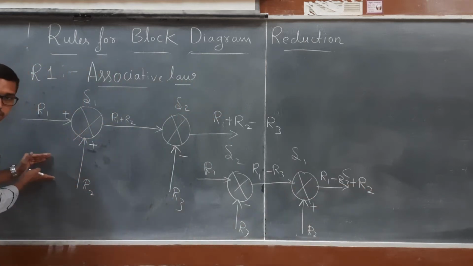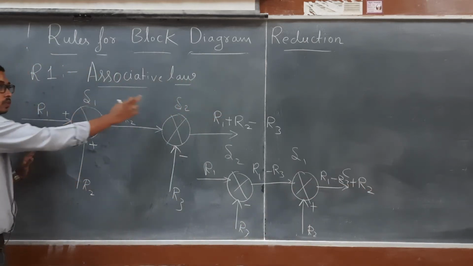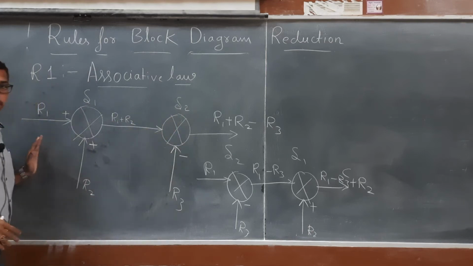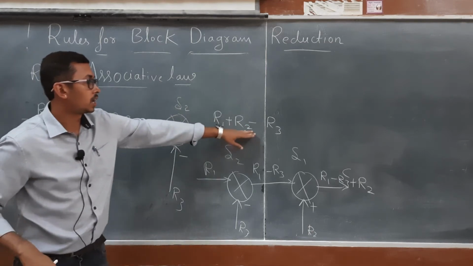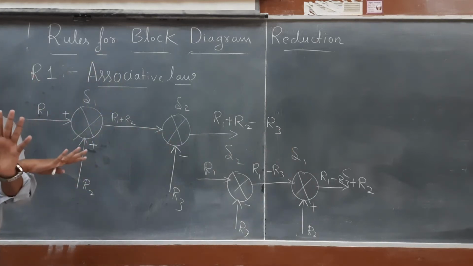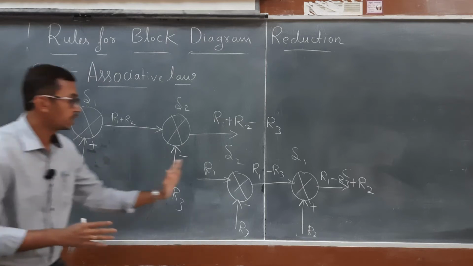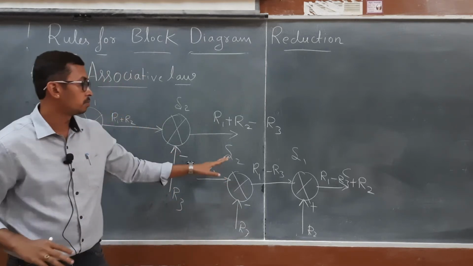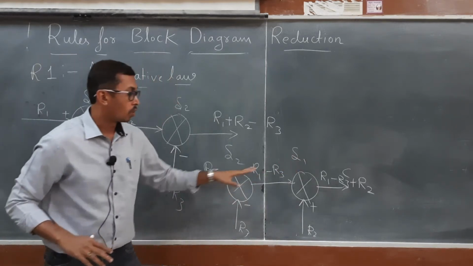So this is case number 1. Here we have summing point 1 and summing point 2, and the output is R1 plus R2 minus R3. To check whether we can interchange the summing points, I just interchange the summing points S1 and S2. What is the output?